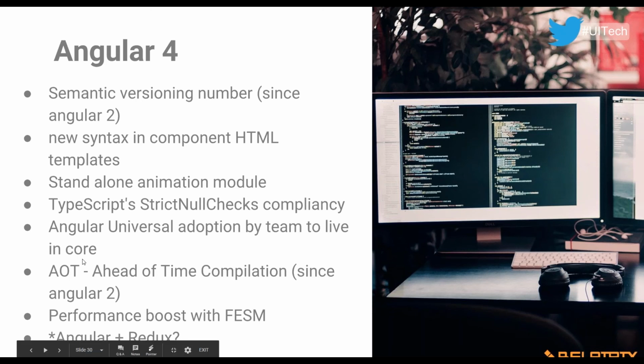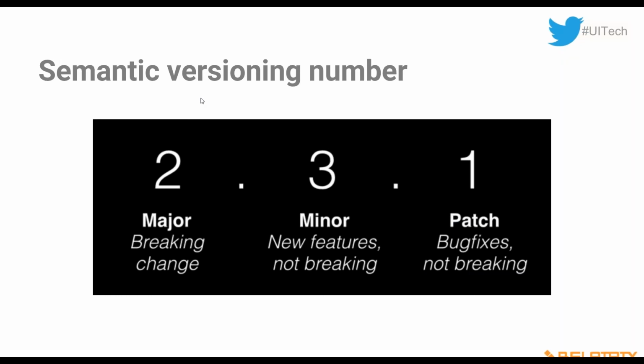Well, let's start with the semantic versioning number. When Angular 2 got published, the team also decided to use semantic versioning for further versions, following the major.minor.patch schema. Major is increased when there is an incompatible change to the API. Minor is increased when additional functionality is provided, but the existing functions and the API are kept stable. And patch is increased when there are some bugs being fixed.